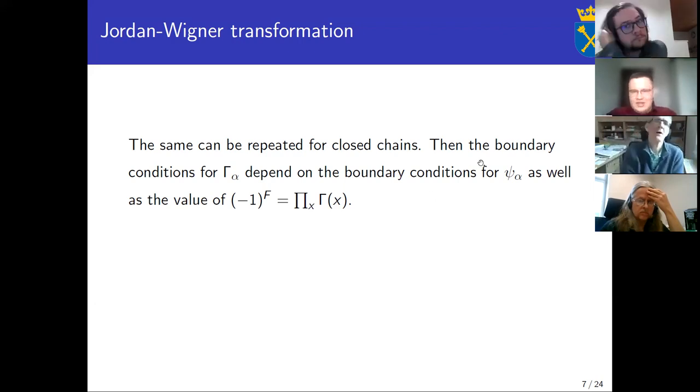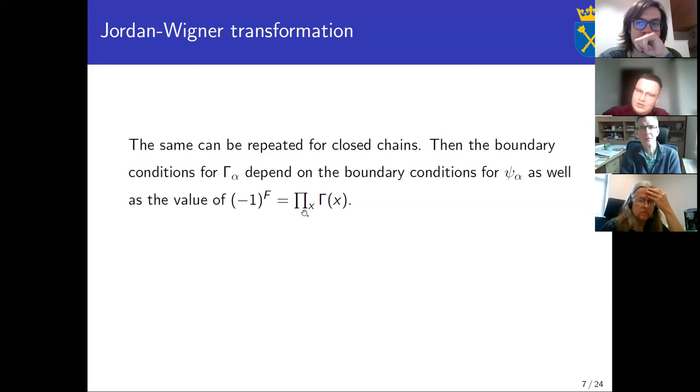So it turns out that the boundary conditions for this gamma alpha, these bosonic operators, depend not only on the boundary conditions for fermions, but also on the value of this operator (-1)^F, which is the product of all of this gamma of x.